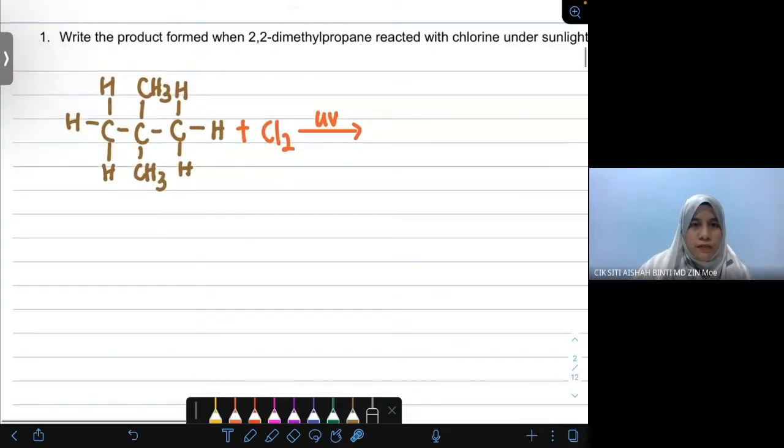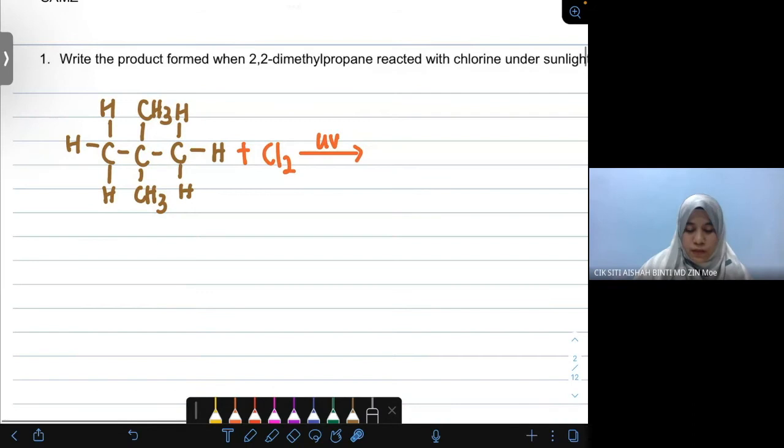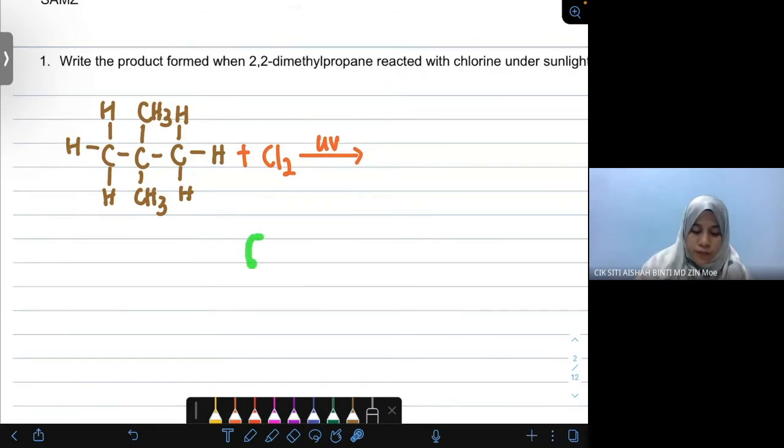We have to classify our carbon. Why do we need to classify carbon? Because the classification of hydrogen depends on the carbon itself. Because if it is a primary hydrogen, it means that it is attached to a primary carbon. If it is a secondary hydrogen, why is it secondary hydrogen? Because it is attached to a secondary carbon. Okay, so what we're going to check here is, we check one by one the classification of our carbon.